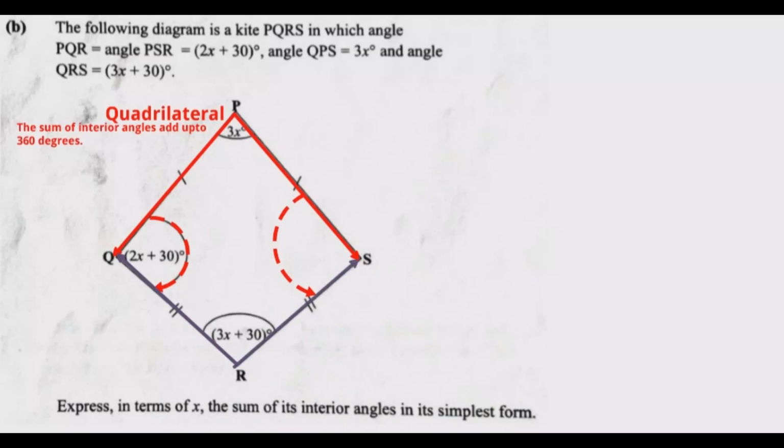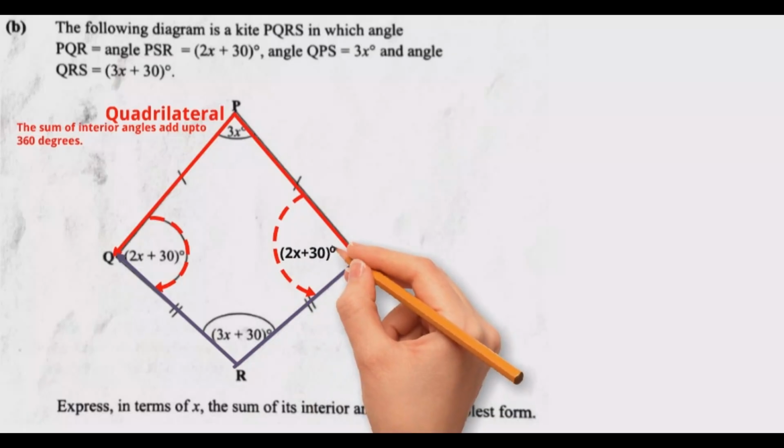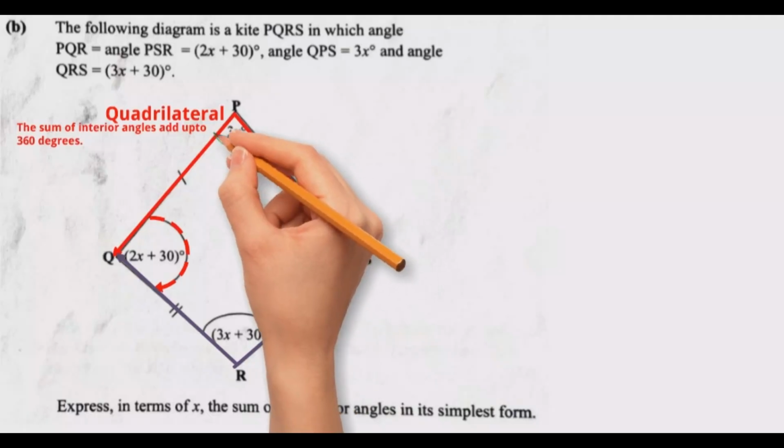That means the angles formed at PSR and PQR are equal. So there we can also say this angle is also 2x plus 30 degrees. Okay, now once we have identified that, then we can go ahead. Those are the key things we need to identify.